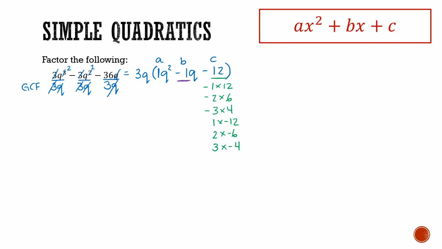As I go down the list, I can quickly eliminate some, but let's pause here at this negative 3 times 4. A lot of people will make the mistake of using this pair, but these total up to plus 1, not negative 1. So this does not work. Instead, it's going to be this last pair, 3 and negative 4, that add up to negative 1, which is what we're looking for. So let's take this pair, 3 and negative 4, and use them for the factorization.